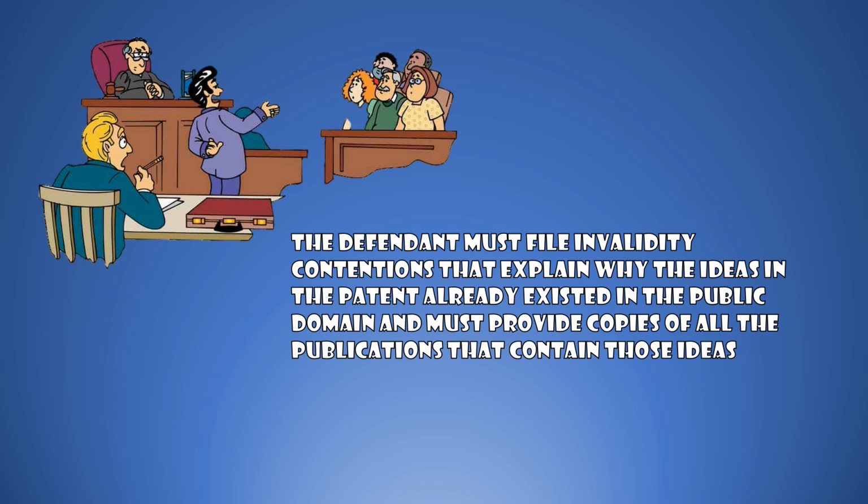Because this is the law, we have to talk about things from both sides. The defendant must file an invalidity contention that explains why the ideas in the patent already existed in the public domain. And they must provide copies of all of the publications that contained those ideas. If you recall, in order to get a patent, the idea, the invention had to be novel. Novel means new, right? It had to be useful and not obvious in the light of current technology, right? If you can show that that idea was already out there, it's not novel. So that would be your defense.